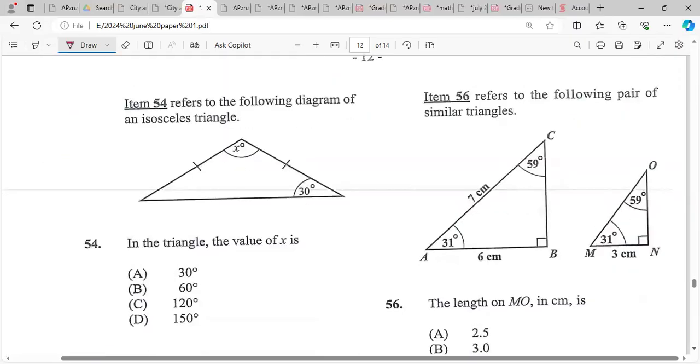54 now. Item 54 refers to the diagram of the isosceles triangle. In the triangle, the value of x is, so this is an isosceles, that means the base angles are equal. So we have 180 minus 30 plus 30, which is 60. So that's about 120. So this is 120 degrees. Let's move on to 55.